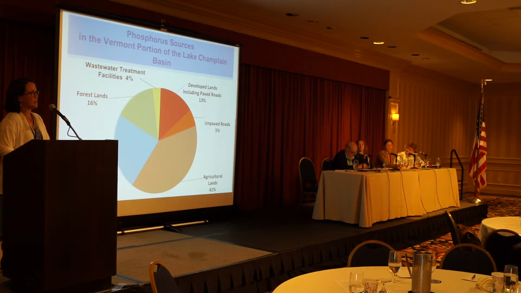In a lot of places you hear about, particularly the Chesapeake Bay, that yellow wedge could be anywhere from 20 to 30% of the overall pie. So we've got a really small point source wedge.